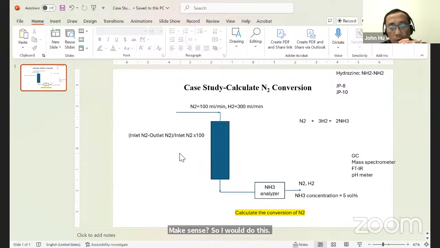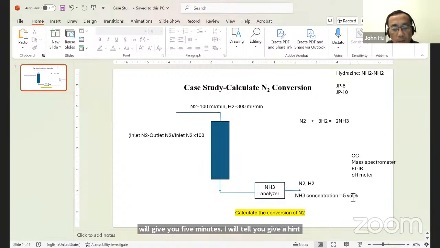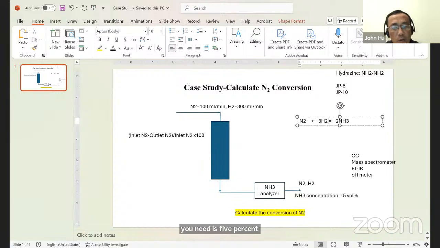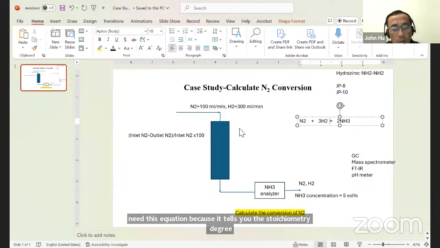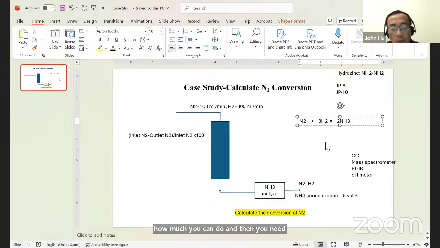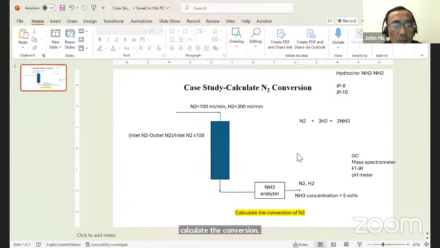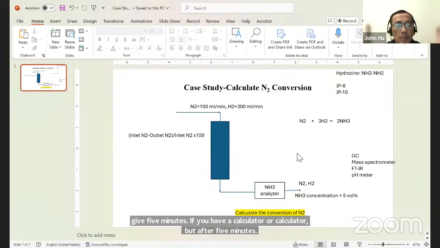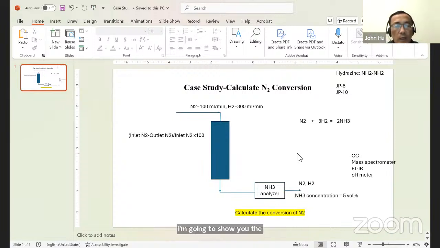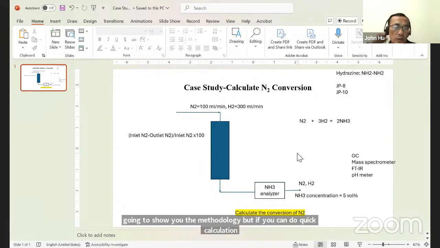I will give you 5 minutes, and I'll give you a hint. You need this 5% and you need this equation, because it tells you stoichiometrically how much you can do. Then you need the two numbers. Calculate the conversion. If you have a calculator, you can calculate now, but after 5 minutes I'm going to show you the methodology. Just talk to each other.